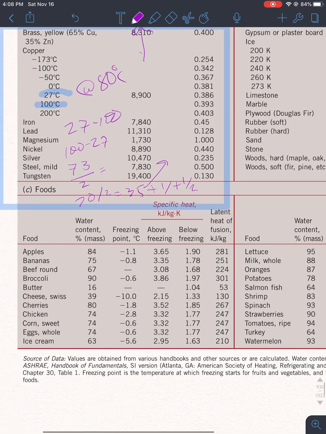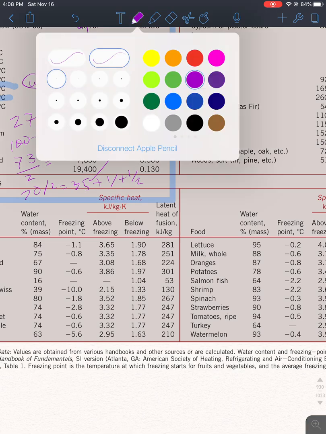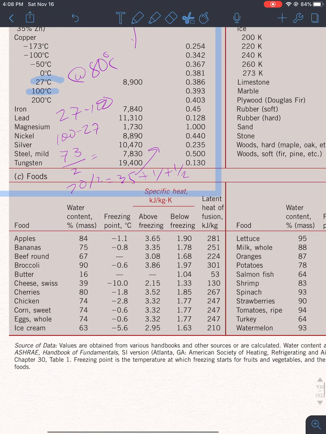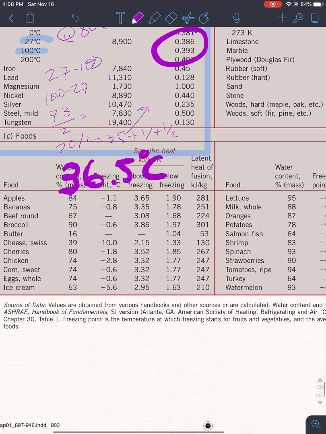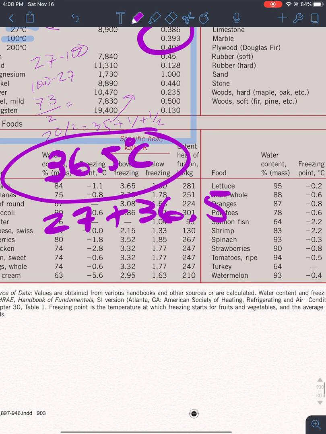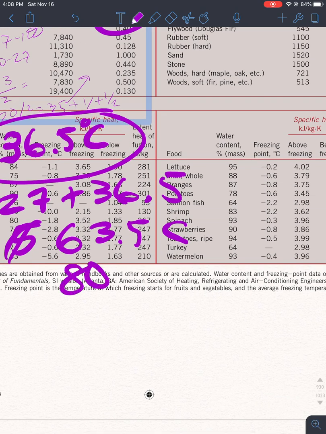So the average temperature, in between, if you take an average of the temperatures, at this temperature, 36.5 Celsius, you take an average of these. Oh wait, shoot. Here's the middle. So it's 27 plus 36.5, which is 63.5 Celsius, which is close to 80.